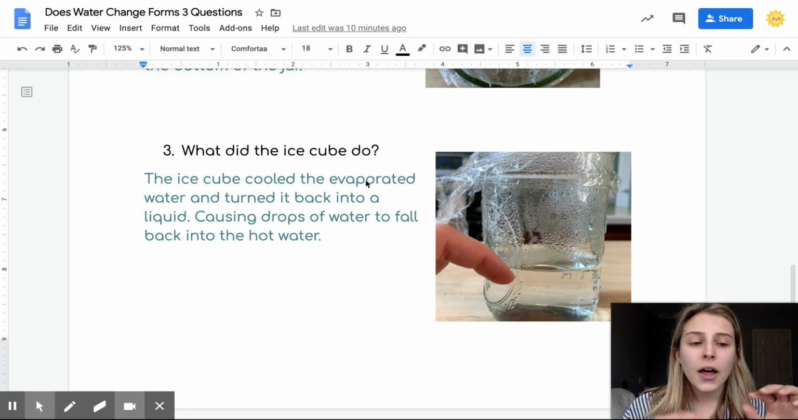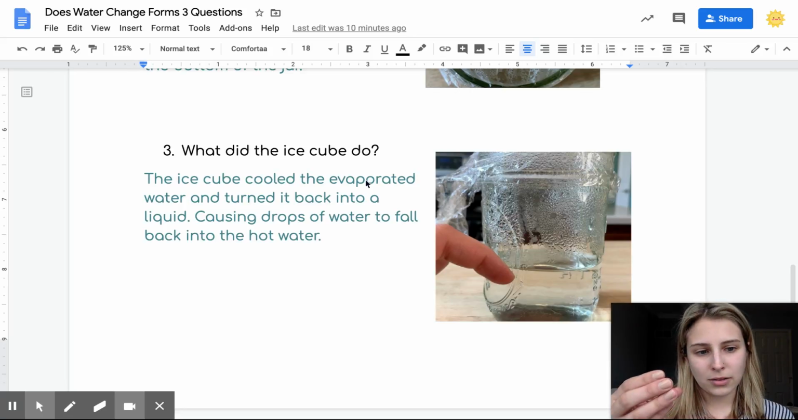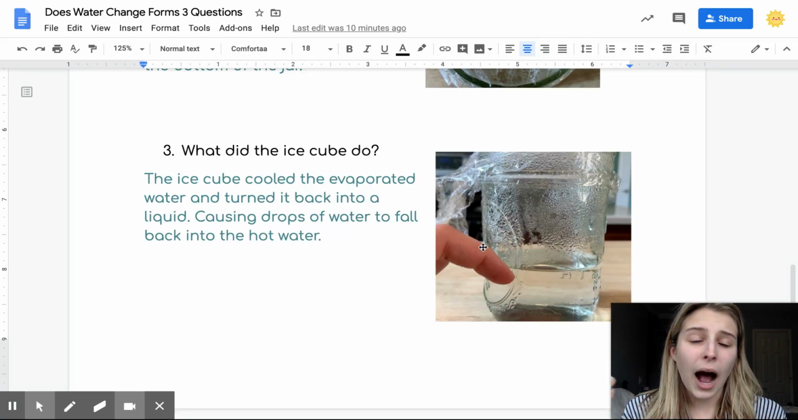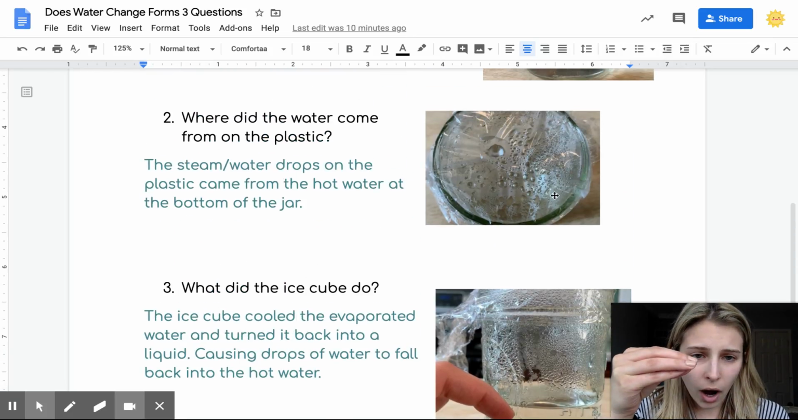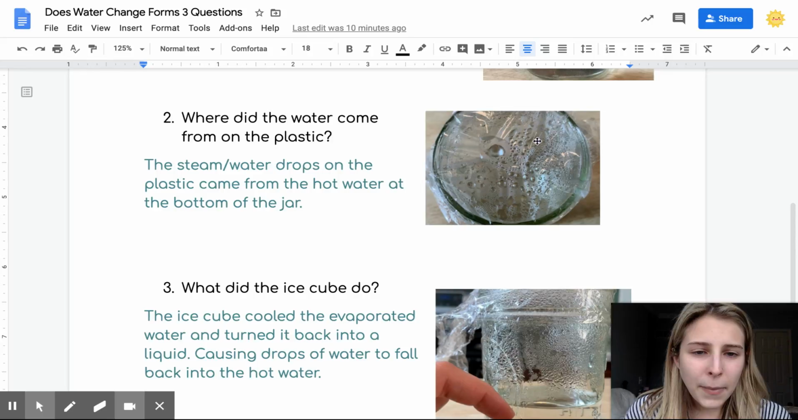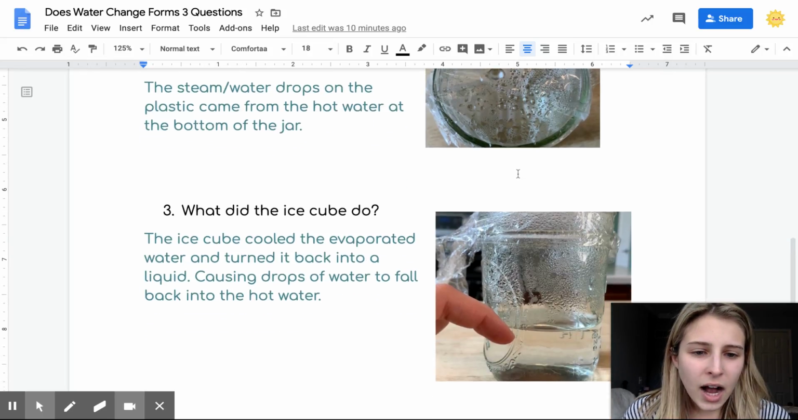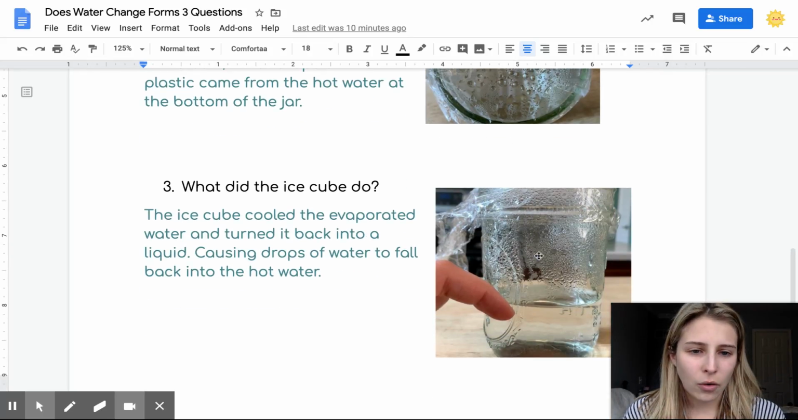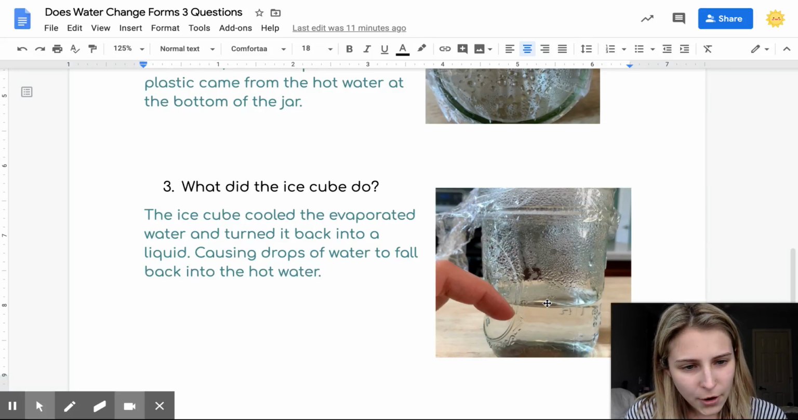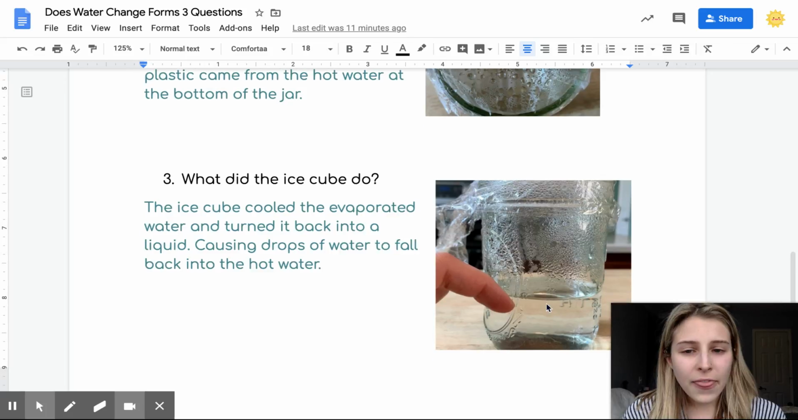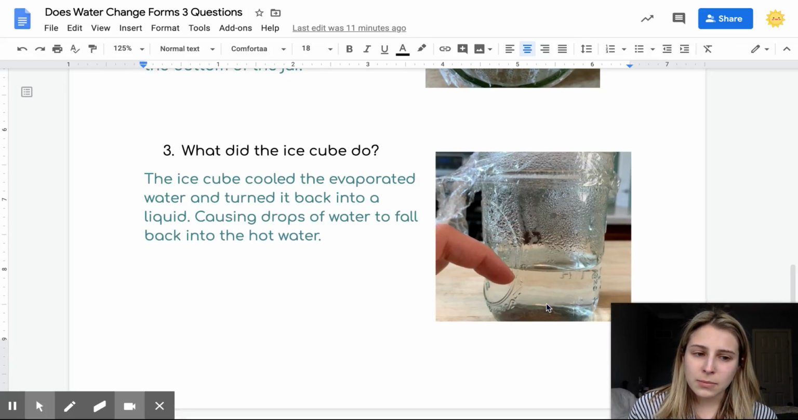So the ice cube that we set on top, yes, it melted, right, because it was sitting next to some hot water. But that ice cube on top cooled all the water vapor by the top of our glass and caused it to fall back down. If you can see in that picture, it's a little bit hard, but there's some drips of water there. So that is kind of what was going on in our experiment.